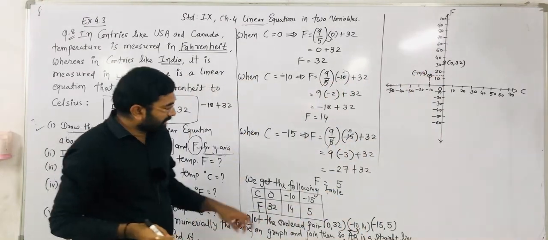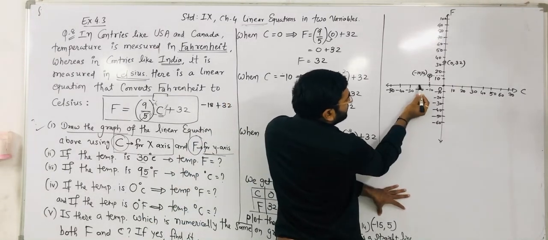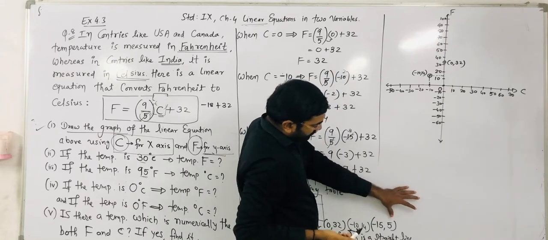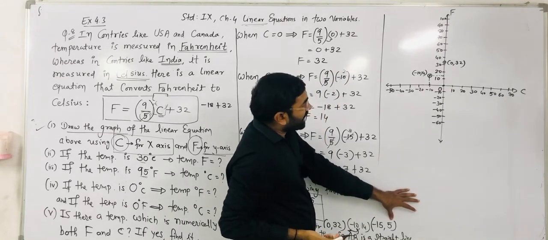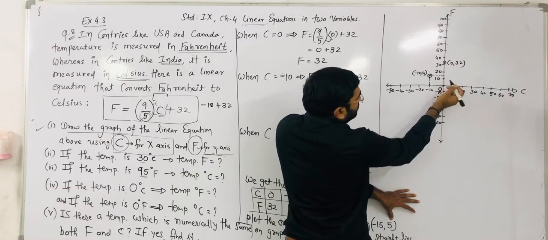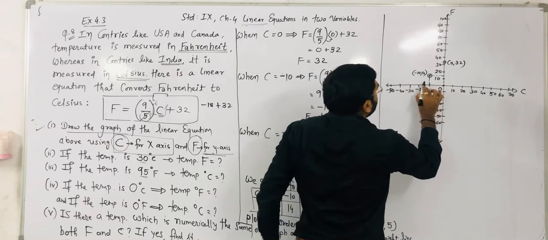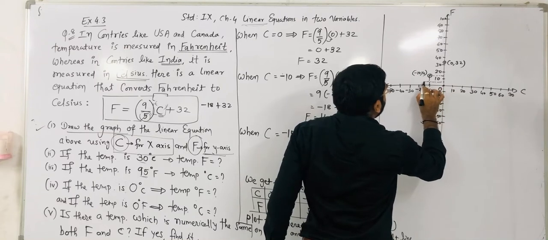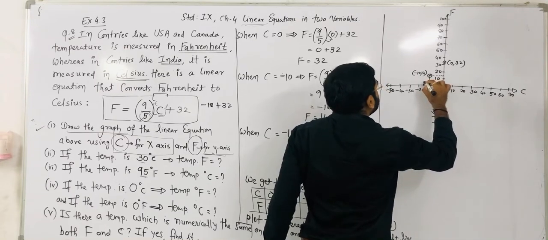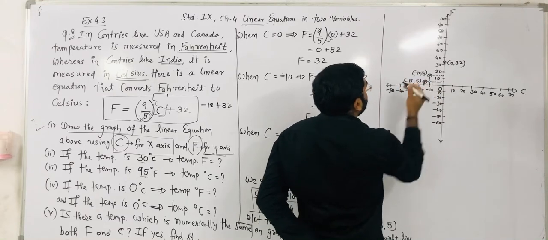Okay. Then the third point, (-15, 5). The x coordinate value is -15, which comes on the x axis in between -10 and -20, at -15. And the y coordinate value is 5. So on the y axis, 5 we get here, right? In between 0 and 10. From both values we have to draw one perpendicular line. So suppose here we get this point, its name is (-15, 5).